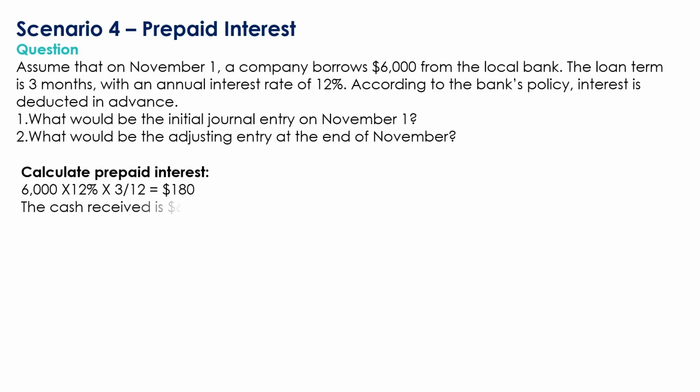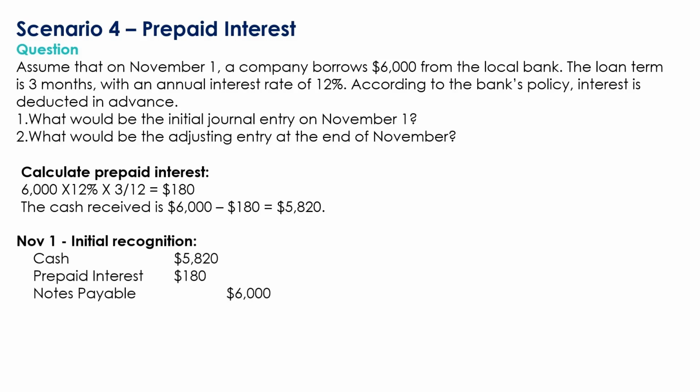So how much cash does the company actually receive? We take the $6,000 loan and subtract $180 in interest, leaving us with $5,820 in hand. So the journal entry reflects this situation. We debit cash for $5,820, the actual amount received. Then we debit prepaid interest for $180, as this represents an asset that will be consumed in the coming months. And finally, we credit notes payable for the full $6,000, since that is the total obligation to the bank.